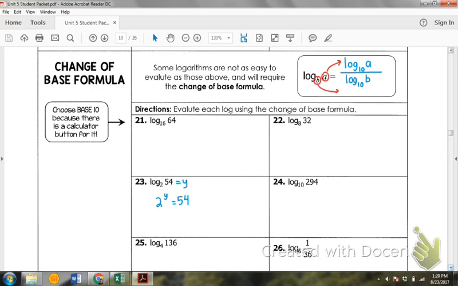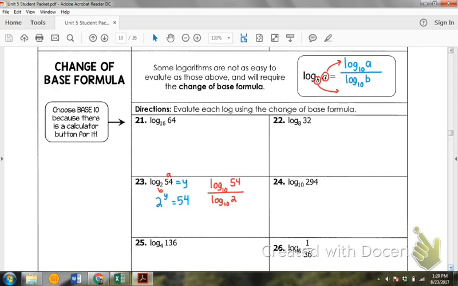So if we look at number 23, this 2 is my B, 54 would be my A. So I'm going to write log base 10 of 54 divided by log base 10 of 2. Everyone okay with that?